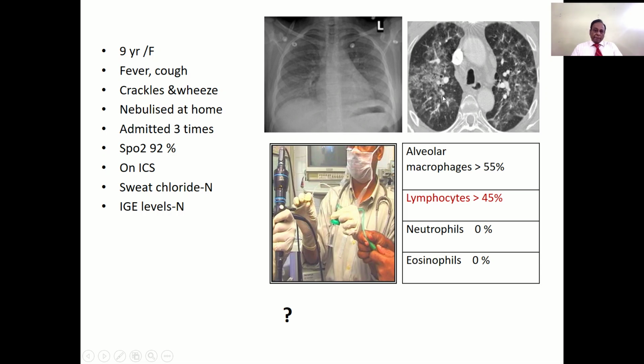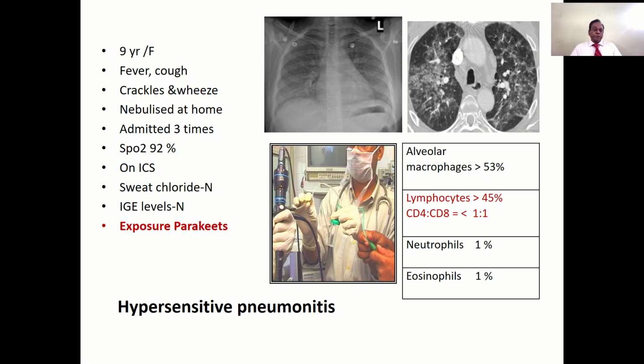So we did a bronchoscopy because we didn't know what was happening in the child, and to our surprise, lymphocytes were elevated. We should know what a normal blood count is and what a normal cytology is. Here the lymphocytes are elevated. What does that mean? When lymphocytes are elevated, it suggests hypersensitivity pneumonitis.